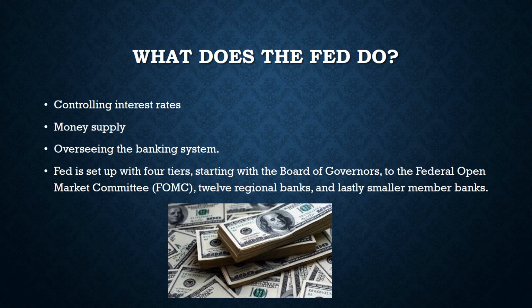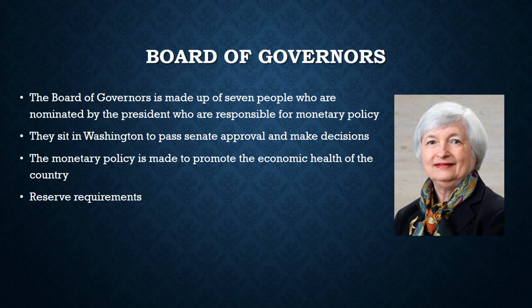The Board of Governors is made up of 7 people who are nominated by the President, who are responsible for the monetary policy. They sit in Washington to pass Senate approval and make decisions. The monetary policy is made to promote economic health for the country. The policy impacts interest rates, which go back to the economy.